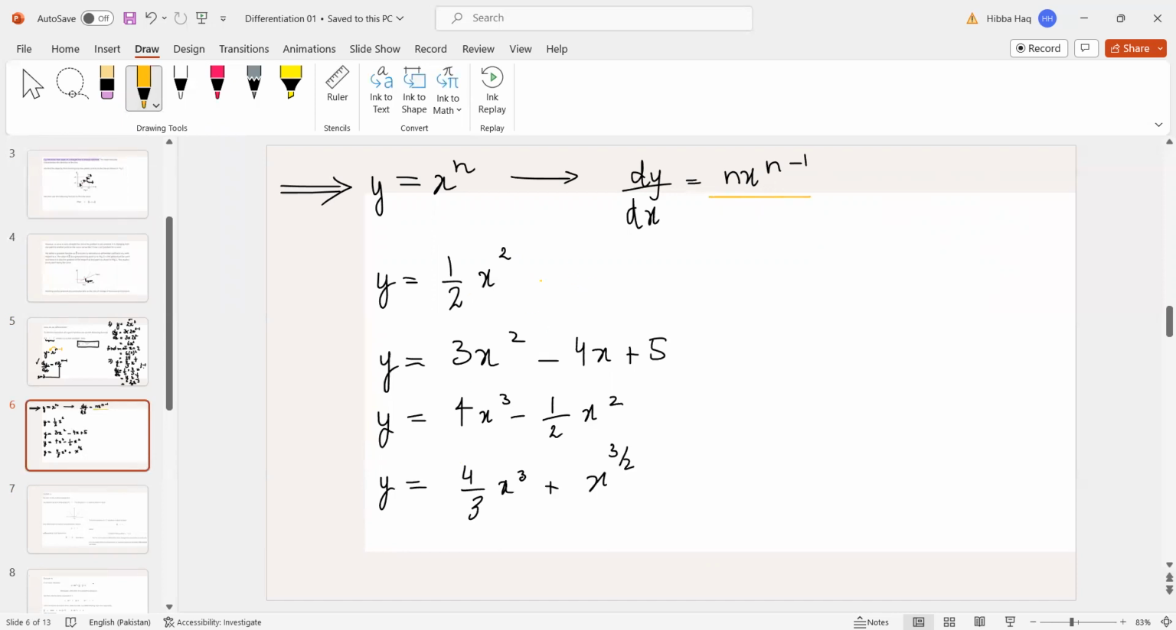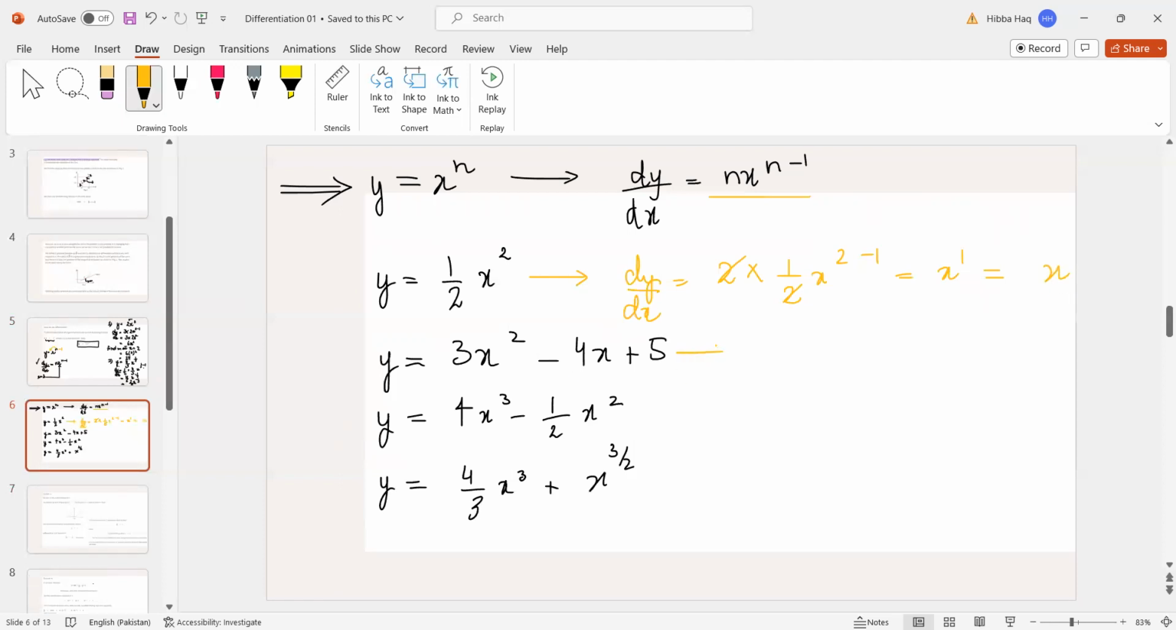So for the first one, you have dy upon dx, where 2 is going to multiply with the entire expression. So 2 into 1 upon 2 x. Now 2 will have minus 1 with it. So you're going to subtract 1 from the power. This 2 and 2 get cancelled out. You're left with x^1, which is basically x. So this is going to be the differentiated expression.